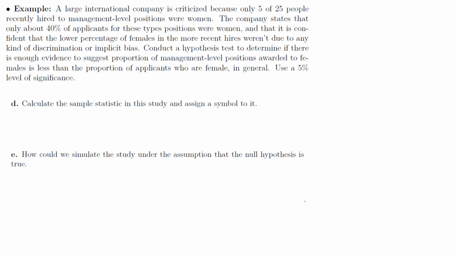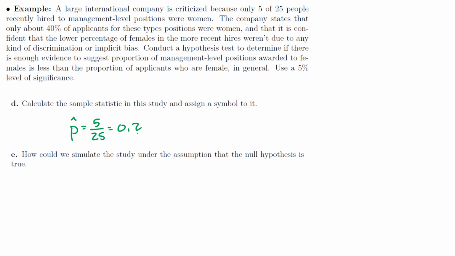All right, so now it wants us to calculate the sample statistic. Remember, the sample statistic is the same measurement as the parameter, but for the sample. So it's the proportion of positions in the sample awarded to women. That would be the 5 out of 25 that we're talking about, which is 20%, which is clearly less than the 40% that's our null value.